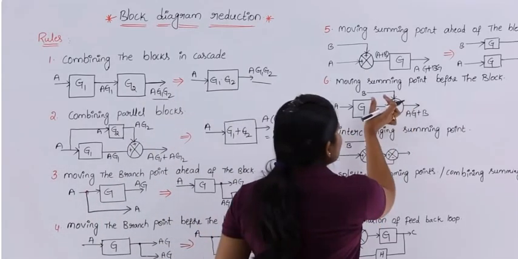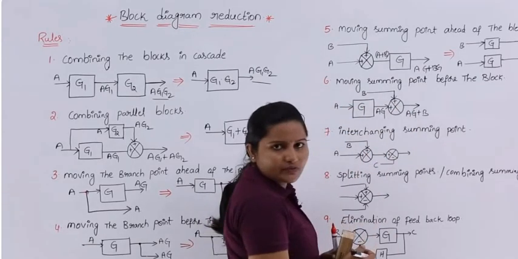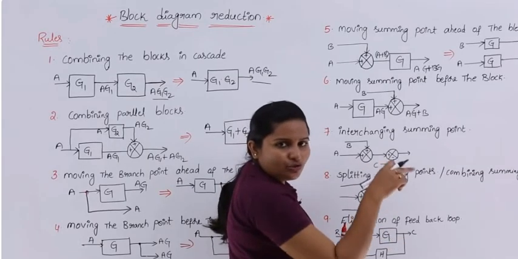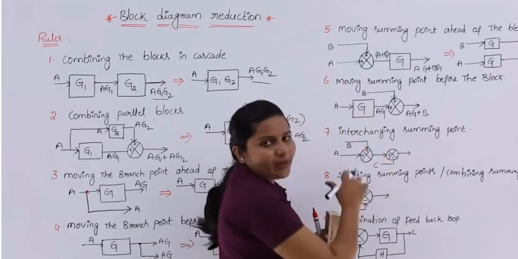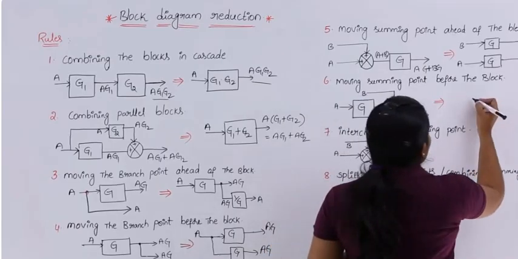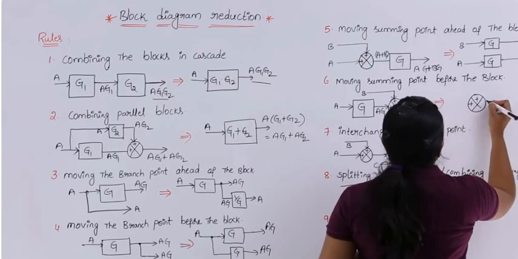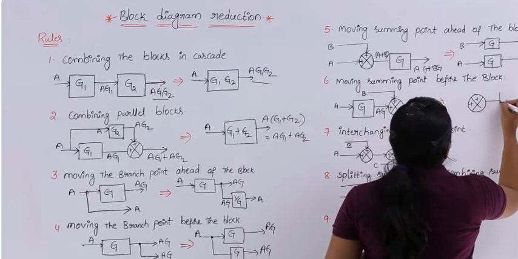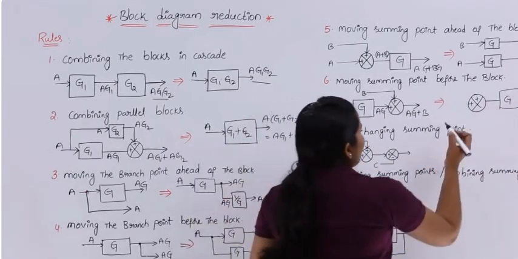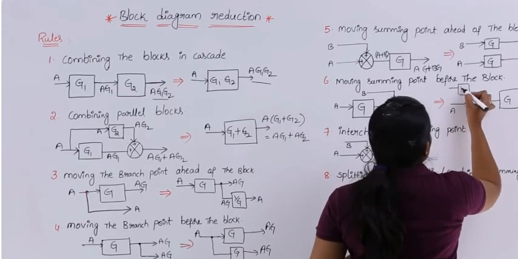So if you move this summing point here, that B is also entering this block. So that block effect will be there on that B. To reduce that effect, I am going to multiply 1 by G in that B path. So you can see clearly how I can modify this block diagram. What I need to do is move my summing point before the block, and after this I need to get the gain. Here I need to give A, and here I need to give 1 by G.